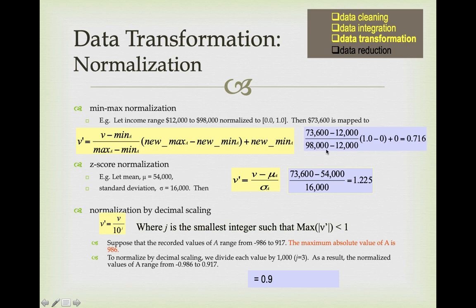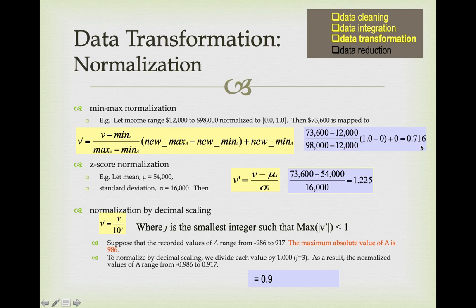98,000. Okay, the maximum value of a minus the minimum value of a is 12,000. Okay, so we have a new maximum value of a. So the new normalization is 1.0. And then minus the new minimum value of a, which is 0.0, plus the new minimum value of a. So plus 0. So it will become 0.716.